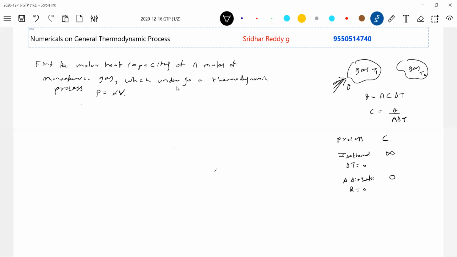What do you mean by molar capacity infinity? It can absorb any amount of heat. What do you mean by zero? It cannot absorb heat. Then isobaric process: Q is non-zero, delta U is non-zero. So Q, what can you write? Delta U plus W, and when you solve it, you'll end up with Cp. Isochoric process: the same, C will become Cv.